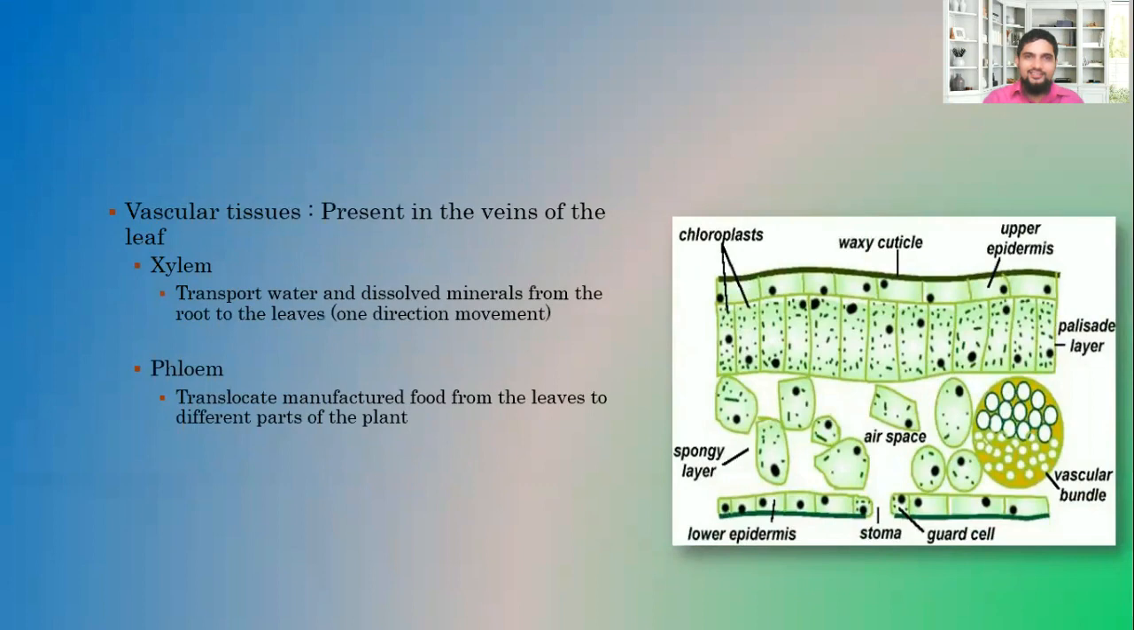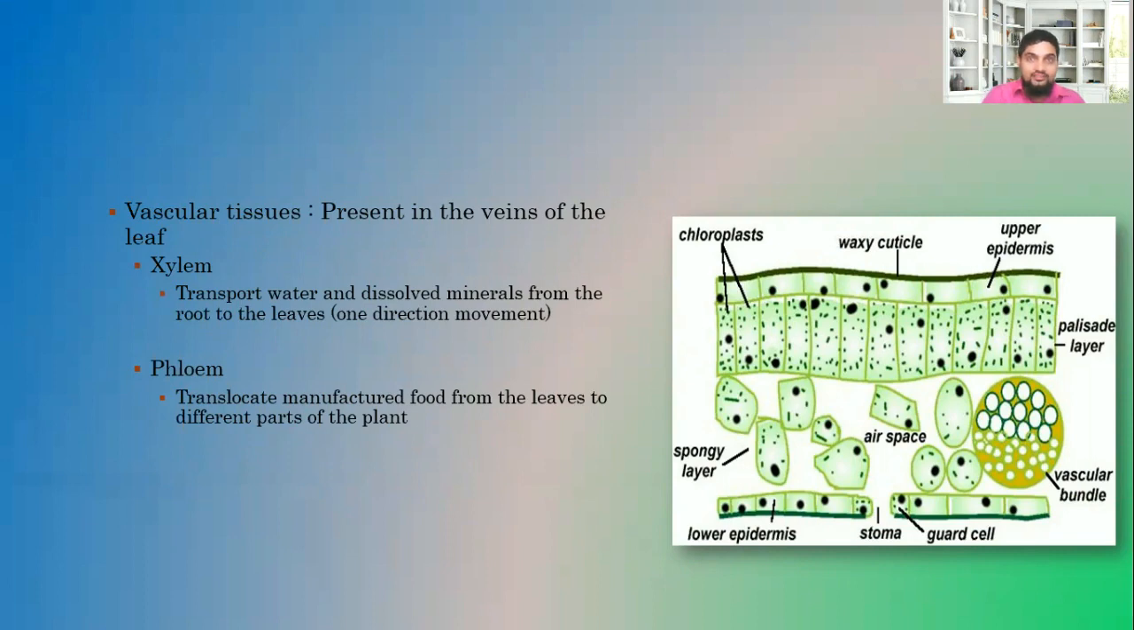Next, we have the vascular tissues. They are present in the veins of the leaves, as mentioned before, and we have two of them. We have the xylem and the phloem. The main function of the xylem is to transport water and the dissolved minerals.